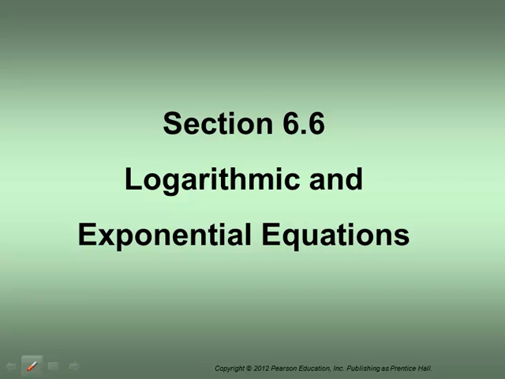All right, hello. We're going to cover section 6.6, in which we talk about solving logarithmic and exponential equations.